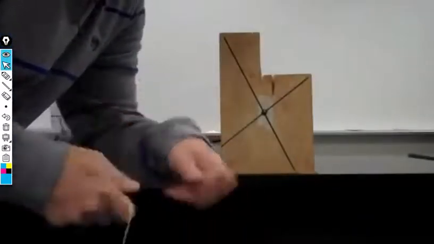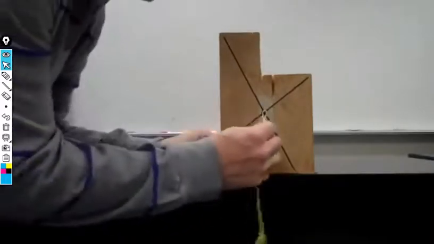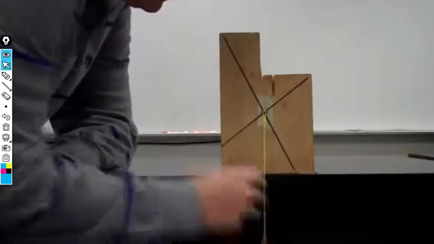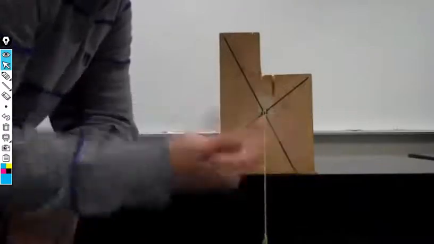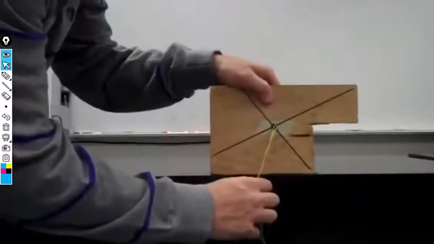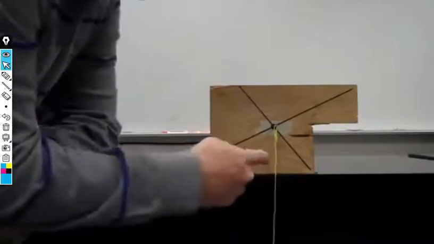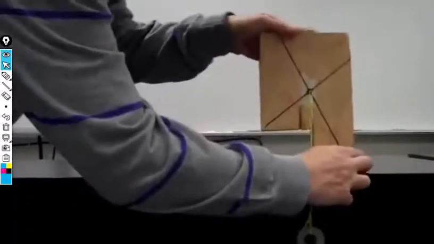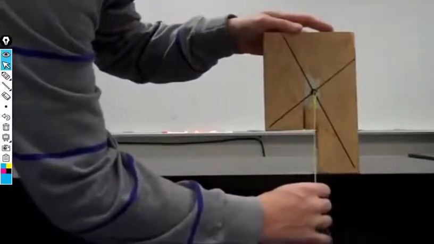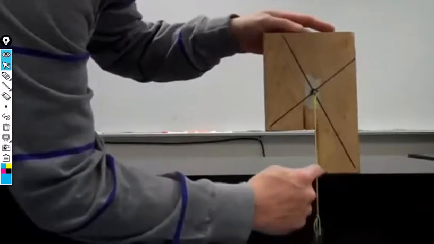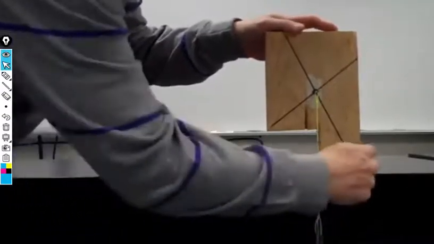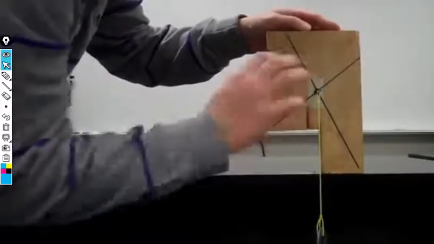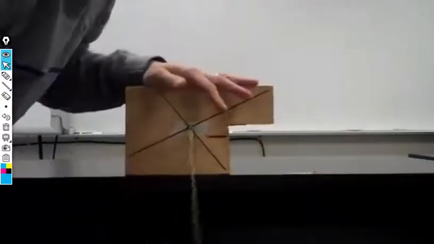Let's try the toppling experiment with the irregularly shaped block. I'll hang my plumb bob, and I know that the center of gravity now is above a point of support, and the block is stable. If I put it this way, again, the center of gravity is above a point of support, and the block is stable. However, if I put the block this way, you notice that the yellow string is just a tiny bit to the left of the last point of support right here. So that creates a small lever arm distance, which produces a torque, and the block tips over.